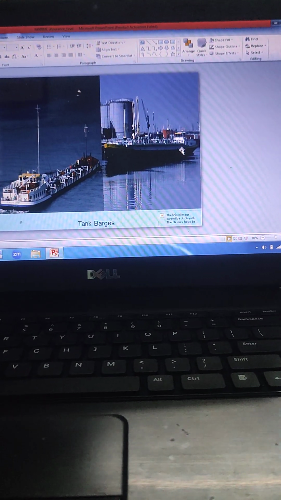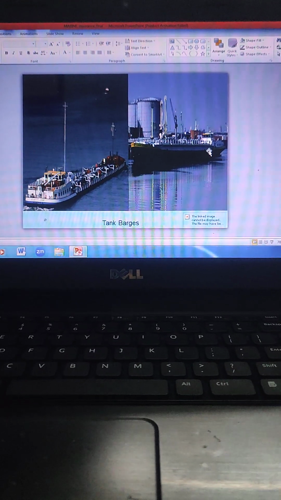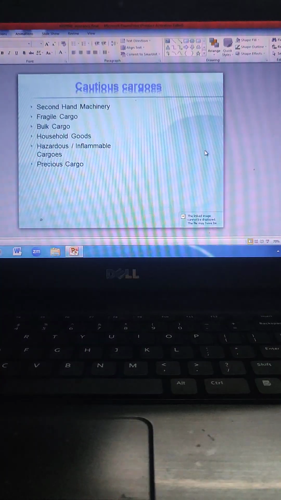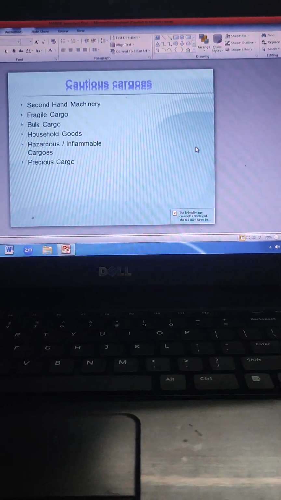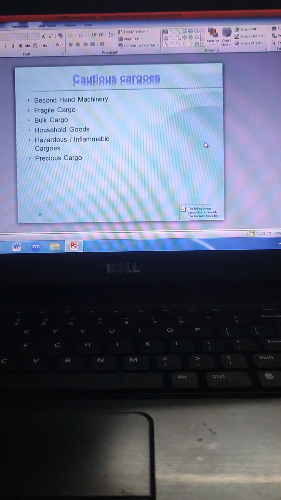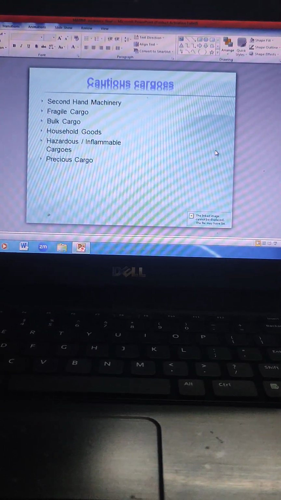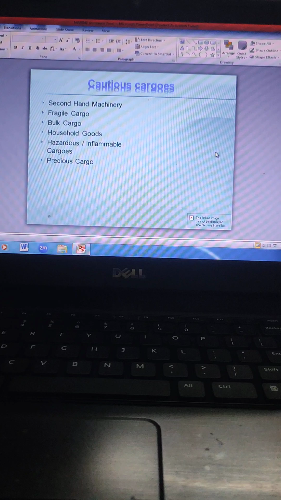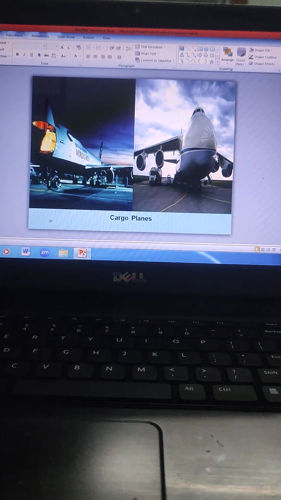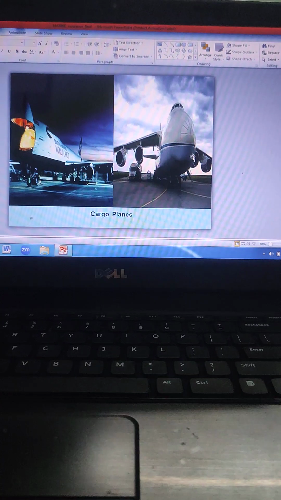These are the tank barges which are normally seen for marine cargo purposes. Cautious cargo includes second-hand machinery, fragile cargo, bulk cargo, household goods, hazardous inflammable goods, and precious cargo. These are cargo planes which are used for transportation of goods.